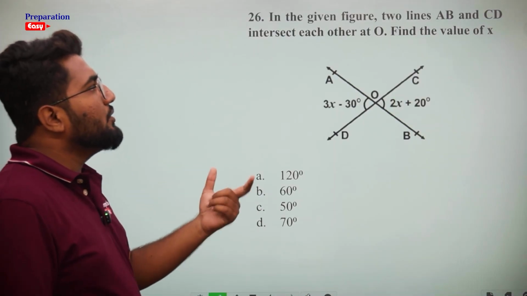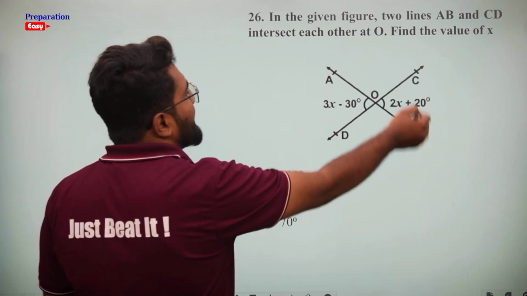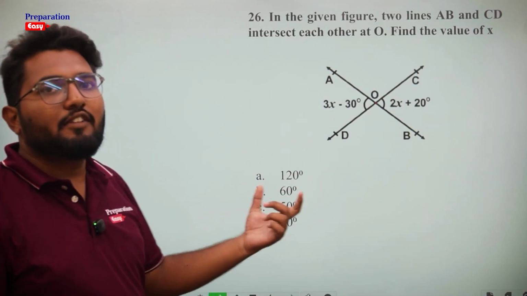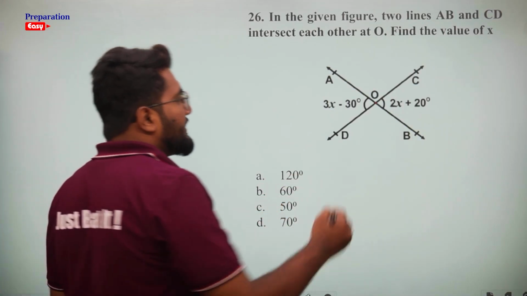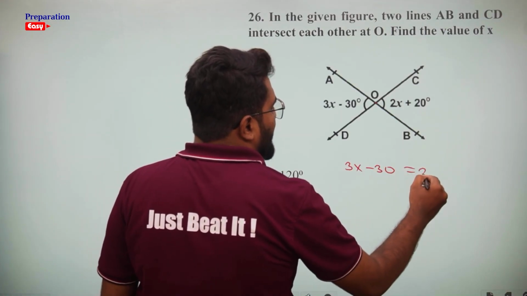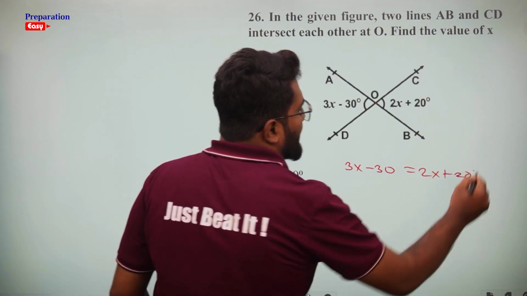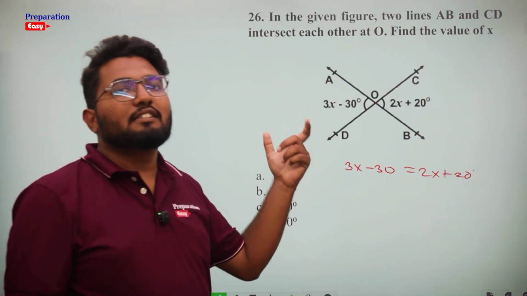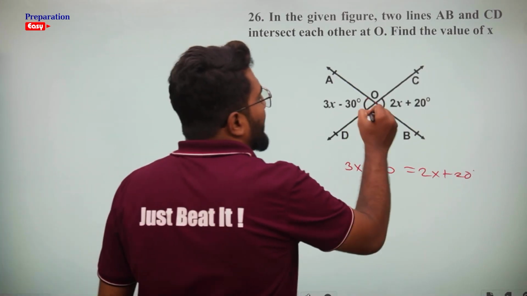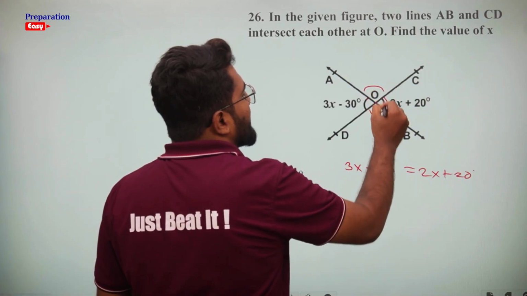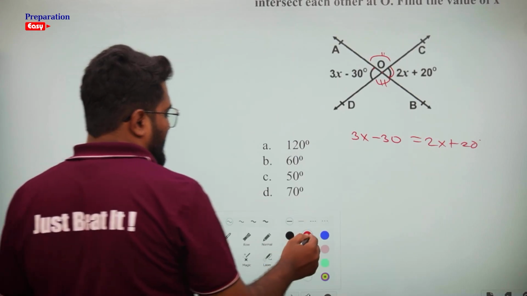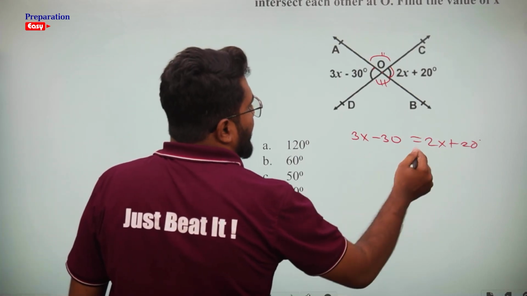In the given figure, two lines AB and CD intersect each other at point O. Find the value of x. We have to find the value of x. So we can directly equate 3x minus 30 equals to 2x plus 20 because these both angles are formed by the intersection of two lines. Therefore, these two angles are equal and these two angles are equal. Okay, so directly we can solve it.